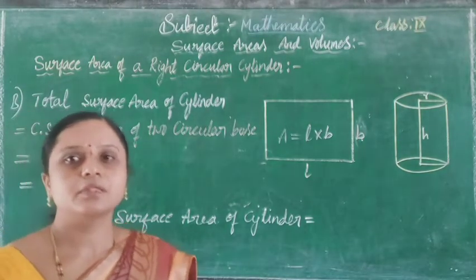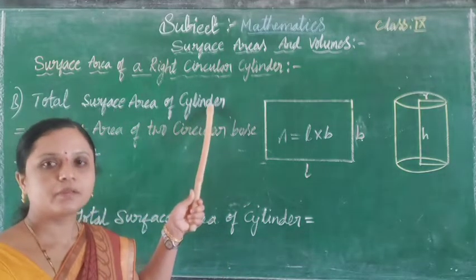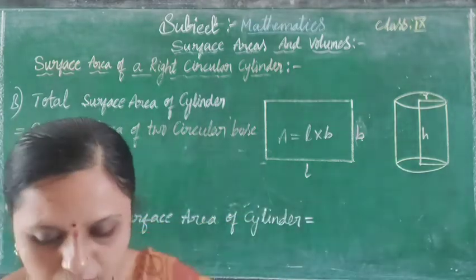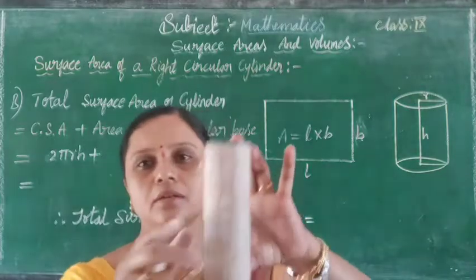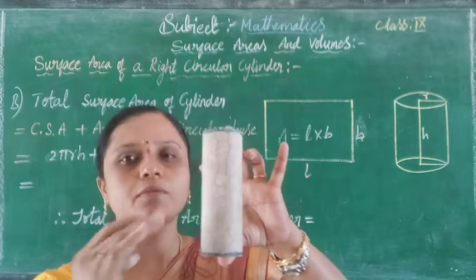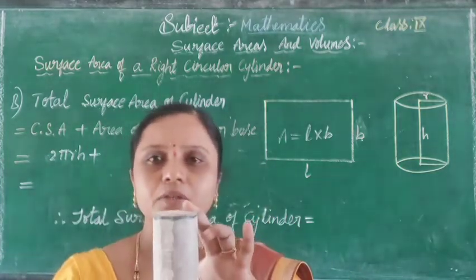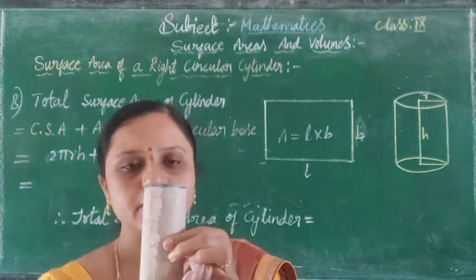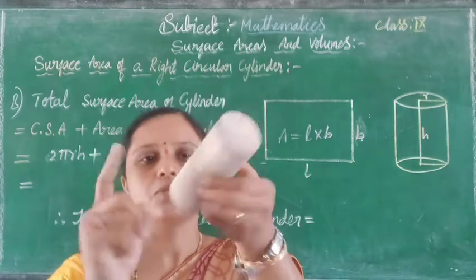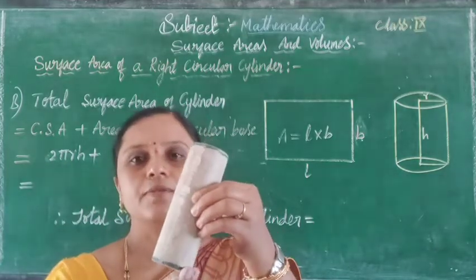Now we are going to the second one, that is the total surface area of a cylinder. What is the total surface area of this cylinder? Students, you see this geometrical figure. This is the curved surface area. Suppose I want to paint the whole cylinder. Then we find out this curved surface area and these two bases. Now observe this one. There are two circular bases. So what is the total surface area?